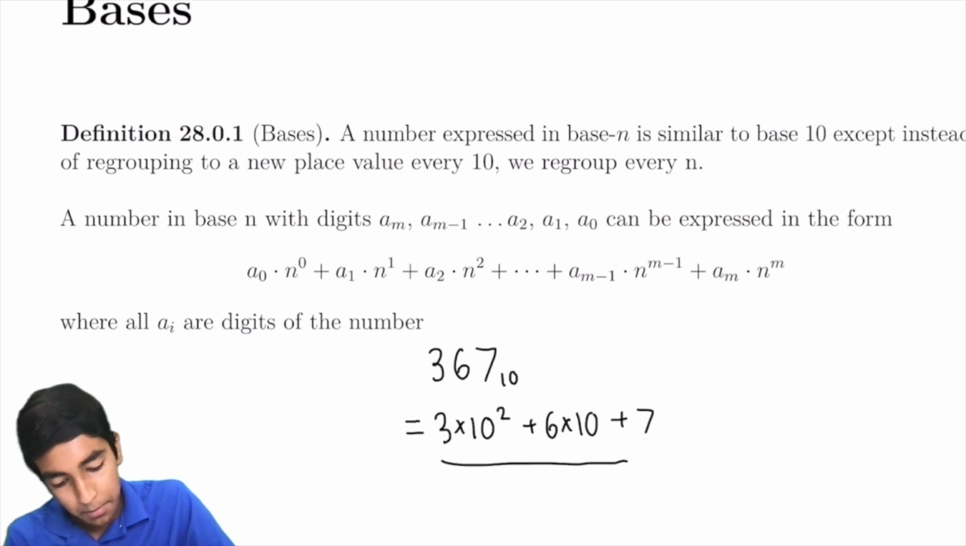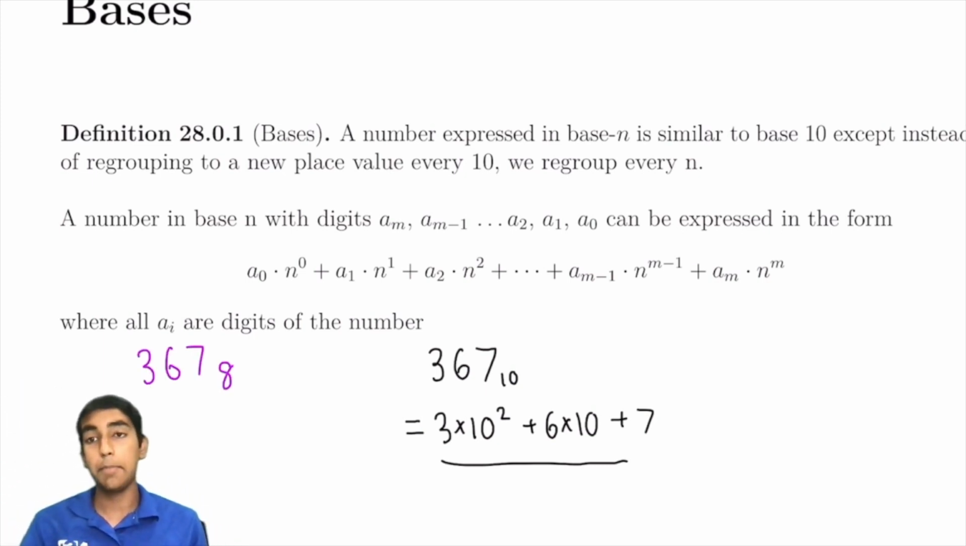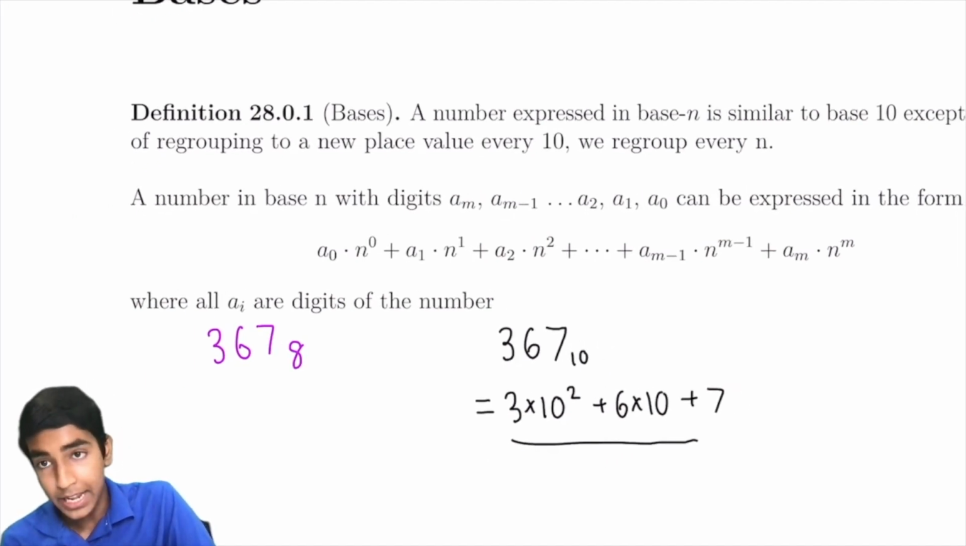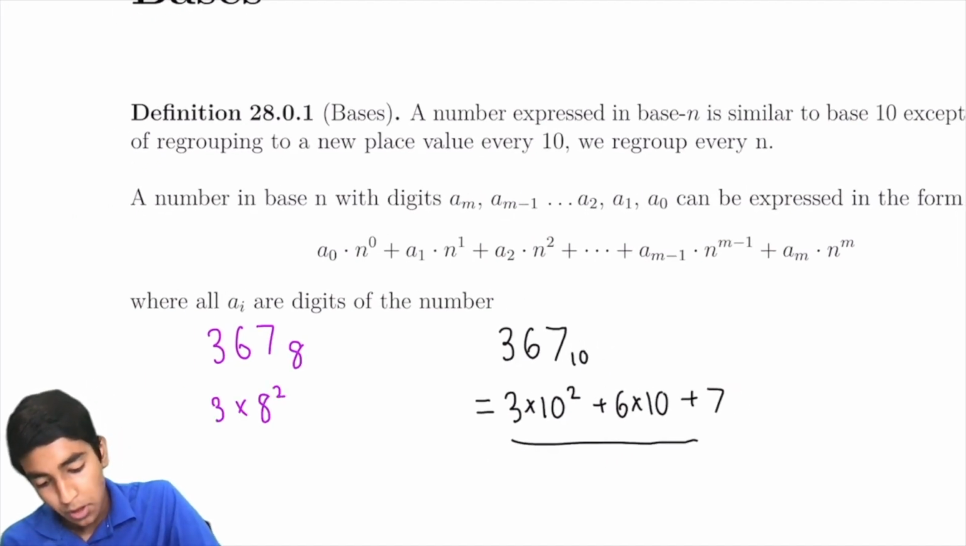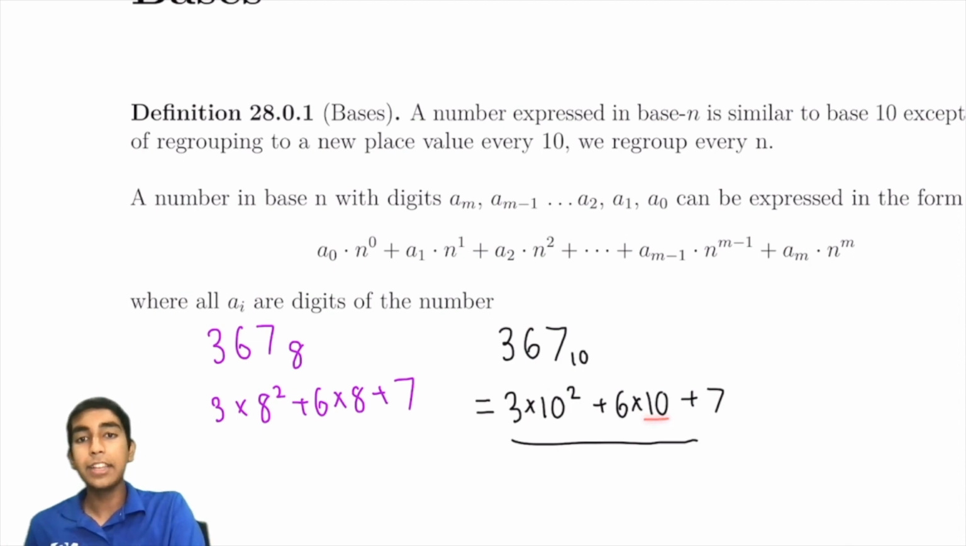Now, what if that same number, but we're in base, let's say 8 this time. In base 8, this thing over here will be equal to 3 times 8 squared plus 6 times 8 plus 7. So instead of multiplying by 10 for every new digit, it's multiplied by 8. And that's essentially what bases mean.